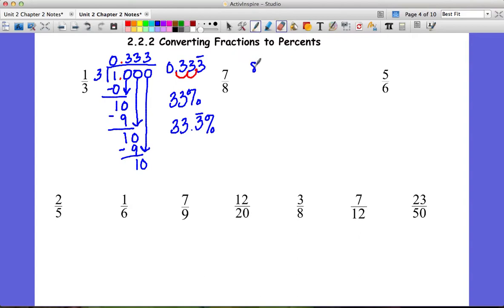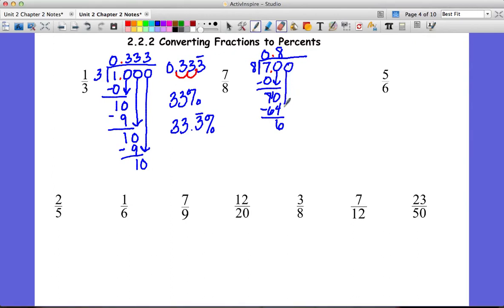All right, so you have 8 on the outside, 7 on the inside. 8 can't go into 7, so we put a 0, subtract. We can add our decimal. Now we can add our 0 and bring it down. 8 goes into 70 8 times. 8 times 8 is 64. When you subtract, you get 6.